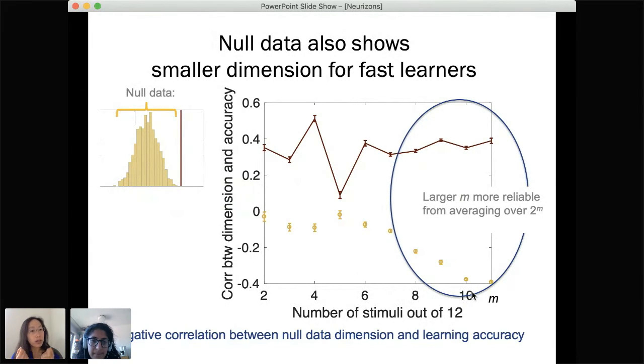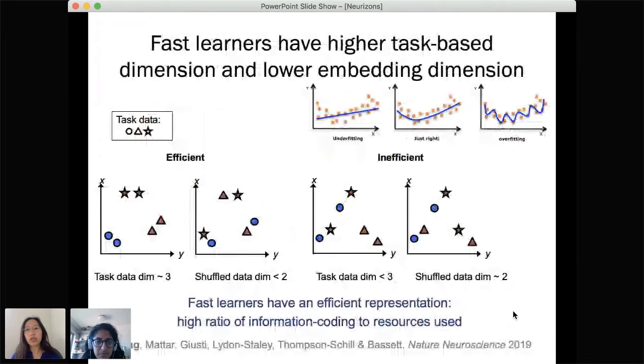So in fact, now we have two pieces of information about what our fast learners do: the fast learners have both a higher dimension of response to the task and a lower dimension of just neural data in general. And so these two pieces of information are consistent with these two ideas of dimension that I had explained before, that you want enough dimension, or enough parameters, to capture the computational complexity of the task. So you want a large dimension for the task data, but you also don't want too large data of just the neural responses that you use to code for the task at hand.